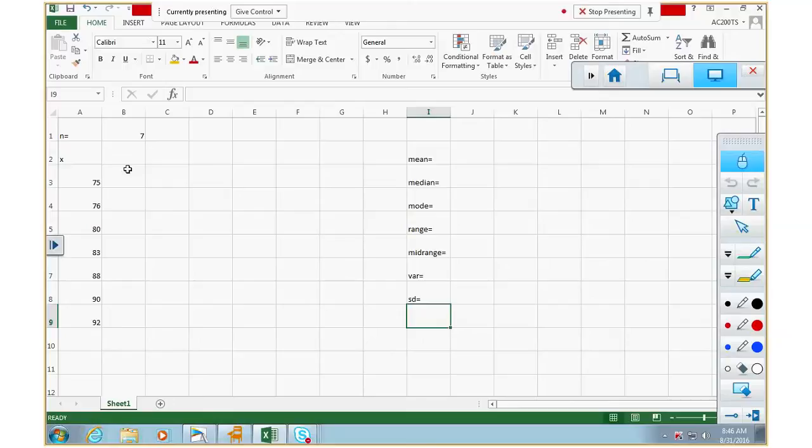All right? So the first thing we've got to do is find the mean. Well, if I asked you to define the mean, 90% of you would say, well, the mean is you add up all the numbers and you divide by how many numbers there are.